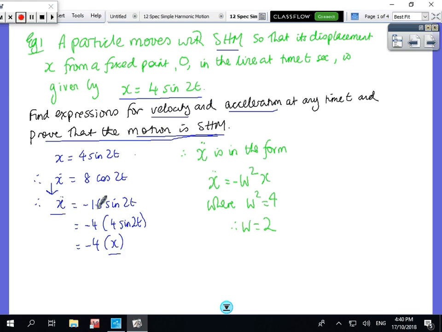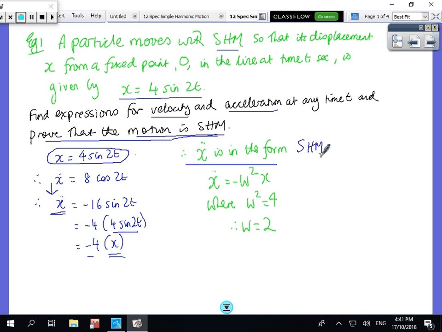So I've got to break 16 sine 2t up into 4 sine 2t times minus 4, and that first expression is the expression for x. So I've got minus 4 times x, so the acceleration is proportional to the displacement, which means I've got simple harmonic motion.